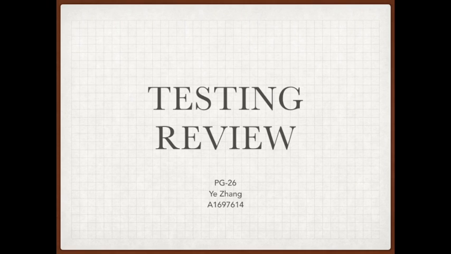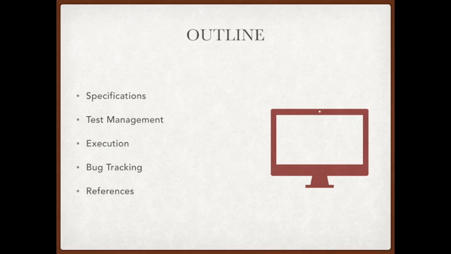Today I will present the test review of software engineering and project. This is the outline. First, I will introduce the specifications. Then I will answer the questions about test management, execution, and bug tracking, which are based on the test review checklist. In the end, there will be a reference list.